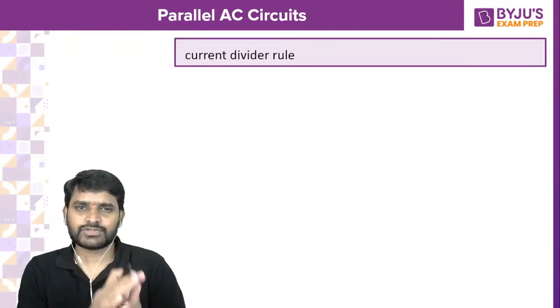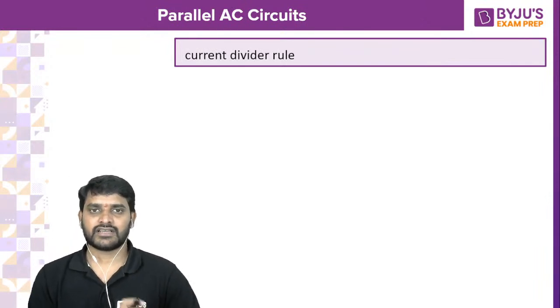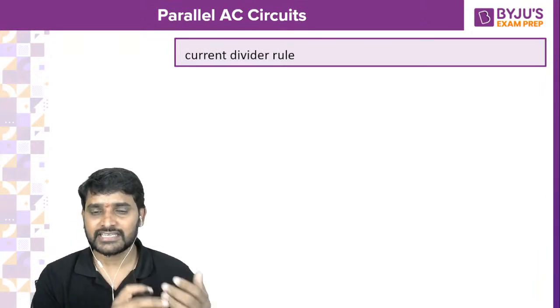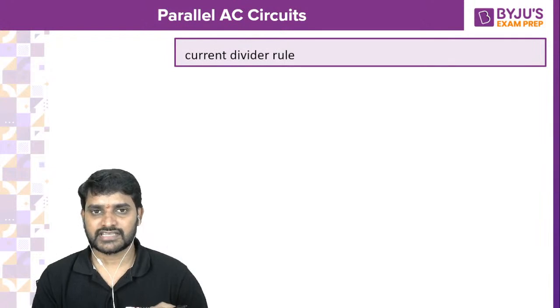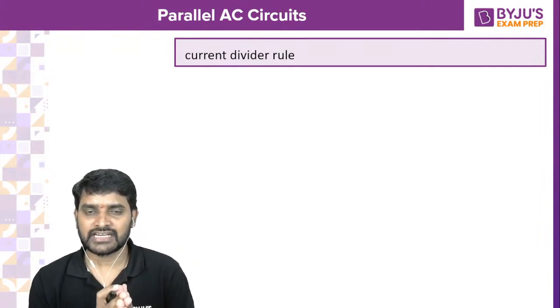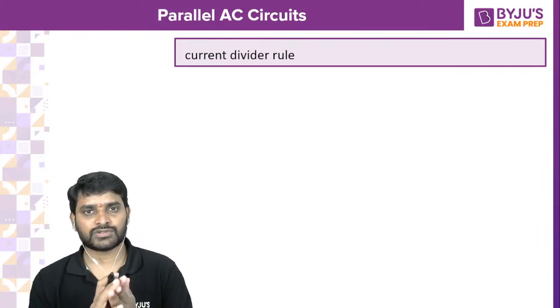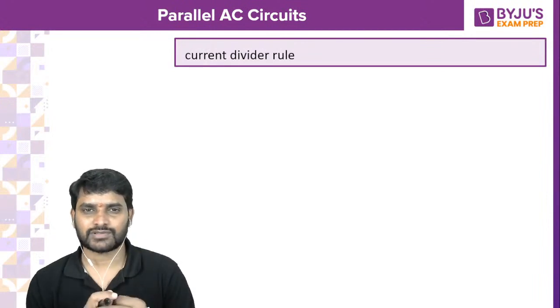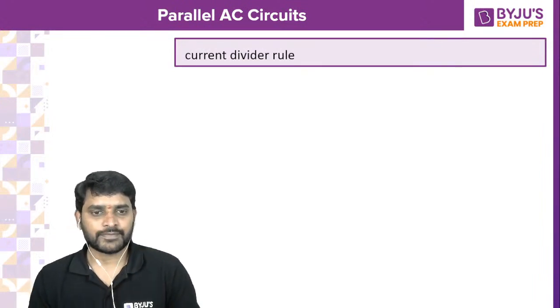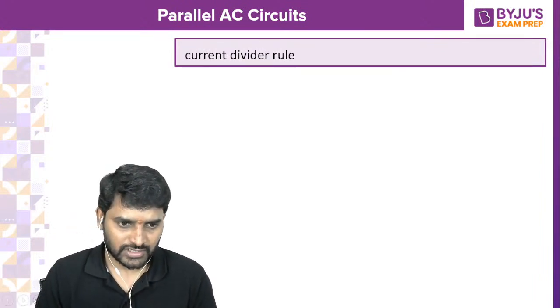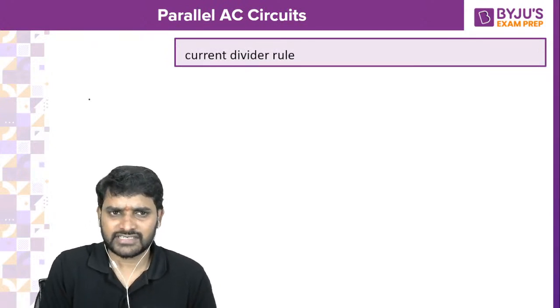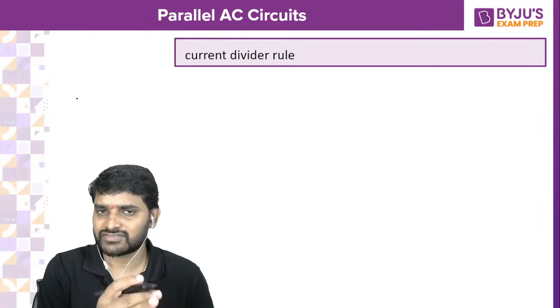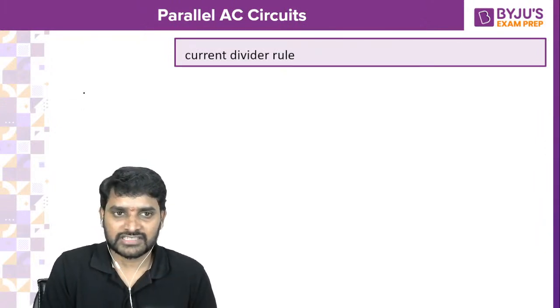So that is how you can calculate the impedances in the parallel connection. Let's see the current division rule. I'll show you the current division rule for two elements, and for three elements also. Two elements you can do it easily. For three elements also, if you know it, then that will be easy. So let us take up first two elements, then we'll move on to three elements.